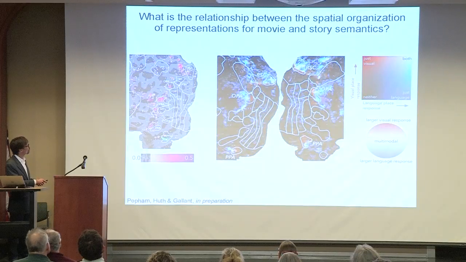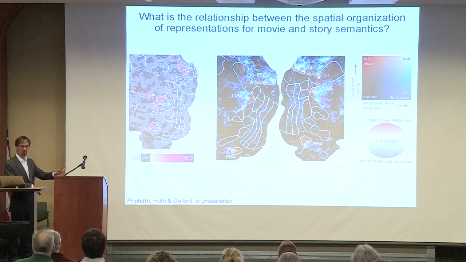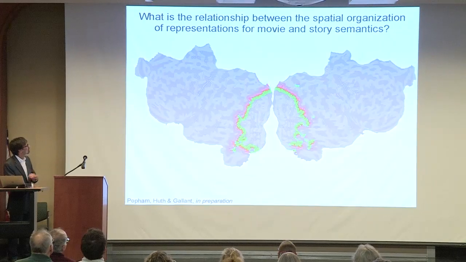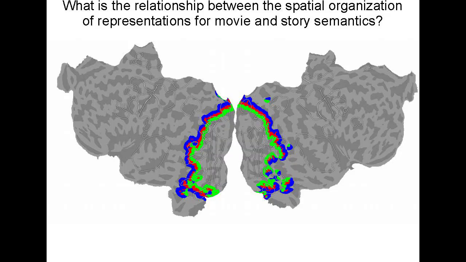Voxels behind this border will only respond in movies, and they won't respond when you're listening to stories. And voxels in front of this border will only respond when you're listening to stories. They won't respond to movies. So you can statistically go in and identify a little strip where blue is voxels that only respond to stories, green is voxels that respond to movies only, and red is voxels that respond to both. And you can see that there is a close connection between the responses to movies and responses to stories. They're right next to each other.